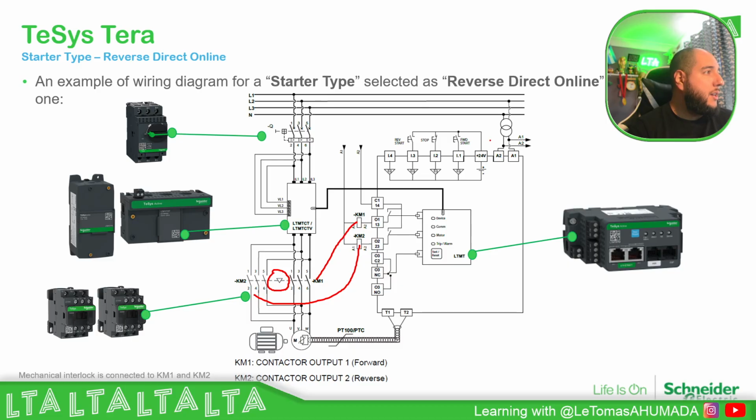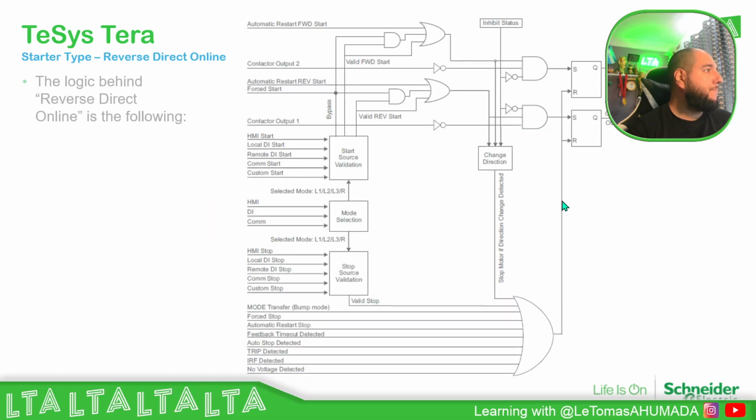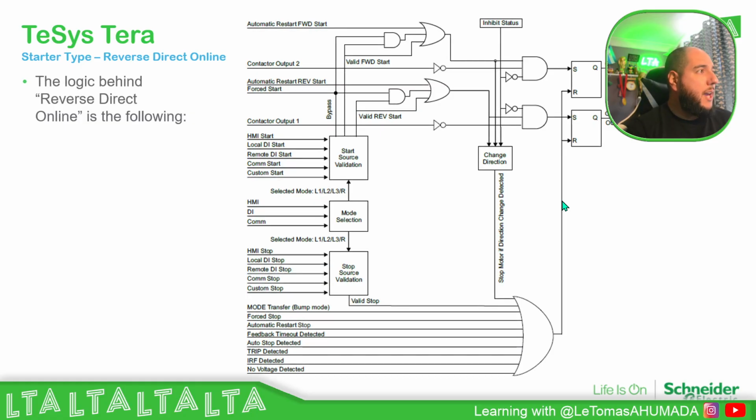Then on the inputs, if you're using the internal power supply, the same common, you can use this configuration, using the first one for forward, this one for stop, and this one for reverse. So this is the wiring example that you can follow. And of course you have the temperature sensor. And this is the logic behind.